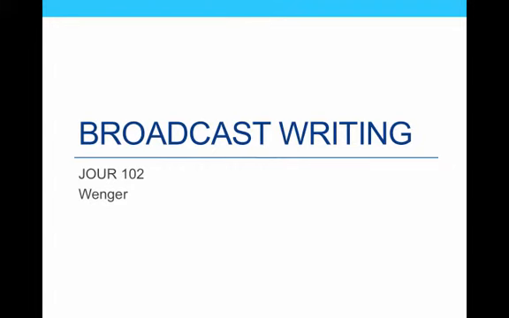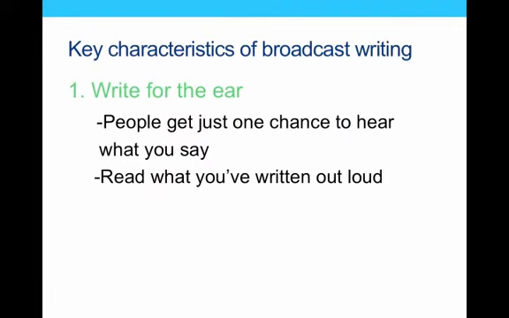Today we're going to be talking about broadcast writing. In broadcast writing, there are essentially 5 key characteristics that I want you to be aware of. The first one is writing for the ear. Even if we are talking about writing to video, we're still talking about writing for the ear. And why is that? Because by and large, people typically get just one chance to hear what you say.